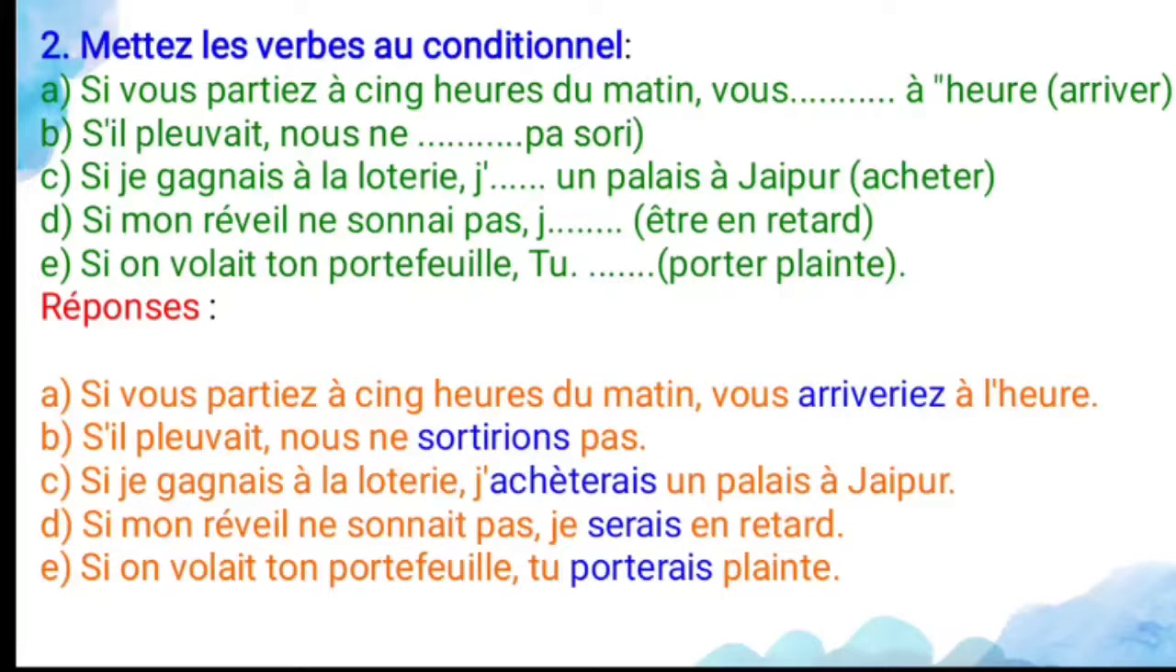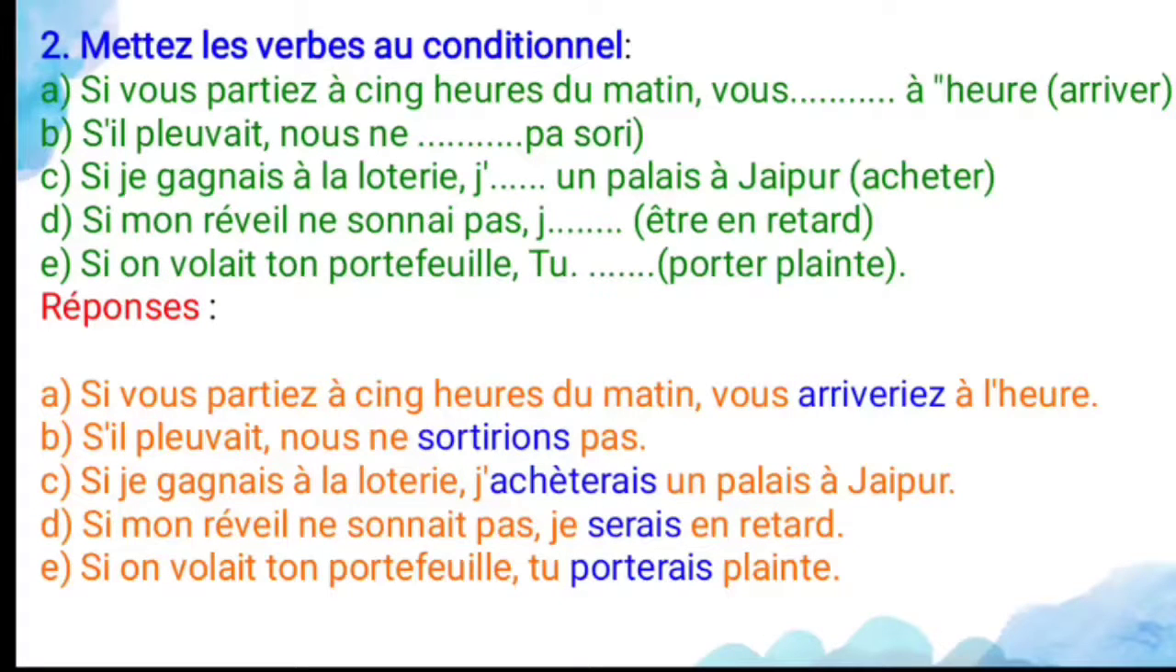And third one is si je gagnais à la loterie, j'ai dash un palais à Jaipur. And the verb is what? Acheter verb. Acheter means what? To buy. Let's see the answer. Si je gagnais à la loterie, so if I won the lottery, j'achèterai un palais à Jaipur. So I would buy a palace in Jaipur. So here the verb, it's regular verb only. For the infinitive verb and add the endings for je, and here you have to make a subject j apostrophe. Why? Because the verb begins with a vowel.